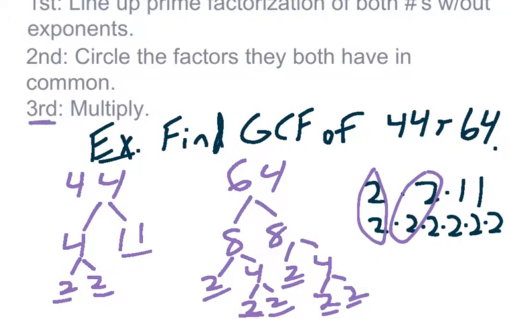And we're on the last step. We want to multiply them. So 2 times 2. Notice I'm just writing that number once. I'm writing the number from the pair once. And I multiply them together, and I get 4. So 4 is my GCF.